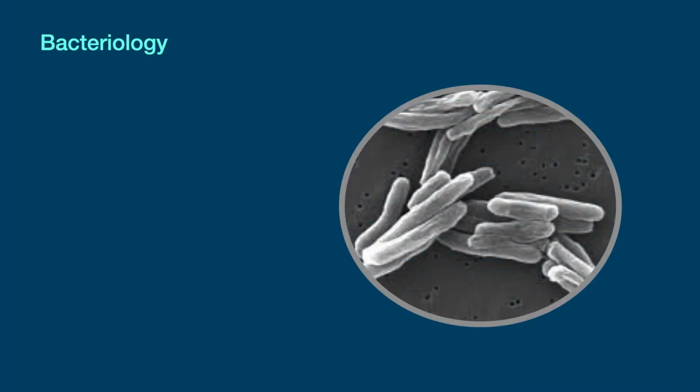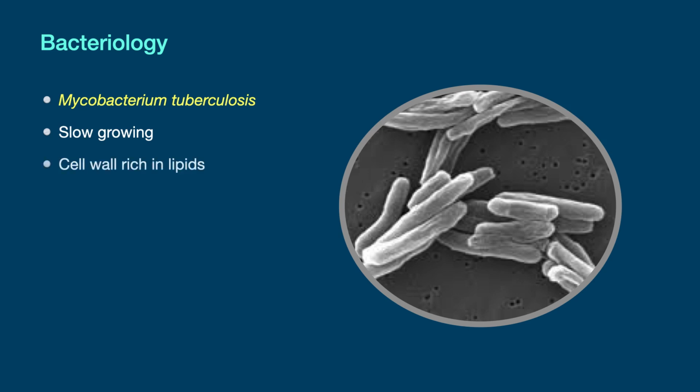Tuberculosis is caused by the organism Mycobacterium tuberculosis. Unlike the bacteria that causes typical pneumonia, this bacteria is slow growing. It takes about 4 to 6 weeks to culture in the lab. Its unusual cell wall, which is rich in lipids, is responsible for its resistance to desiccation and is a key virulence factor.